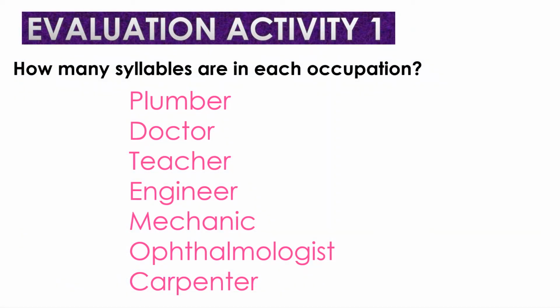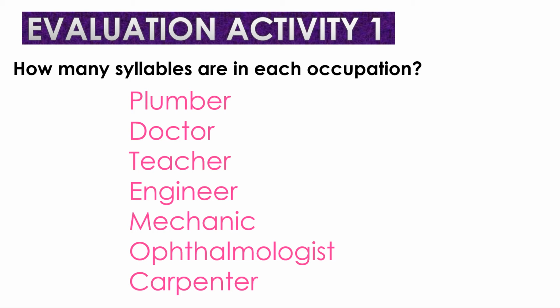So let's do an evaluation. How many syllables are in each occupation? So these are different occupations. We have plumber. How many syllables? Plumber, two, mashallah. Doctor, two, mashallah. Teacher, two, mashallah. Engineer, that is three. Remember, put your hand below your chin and count the number of times it drops.